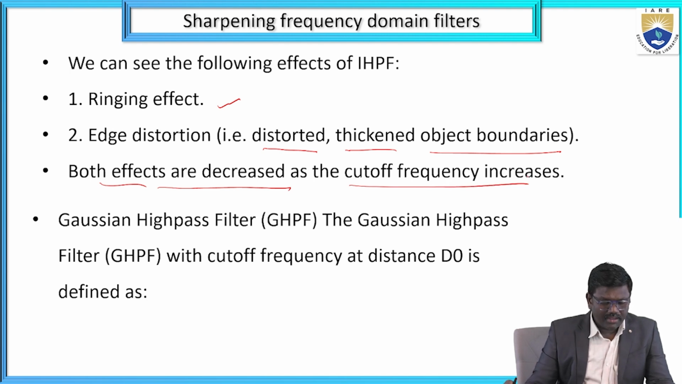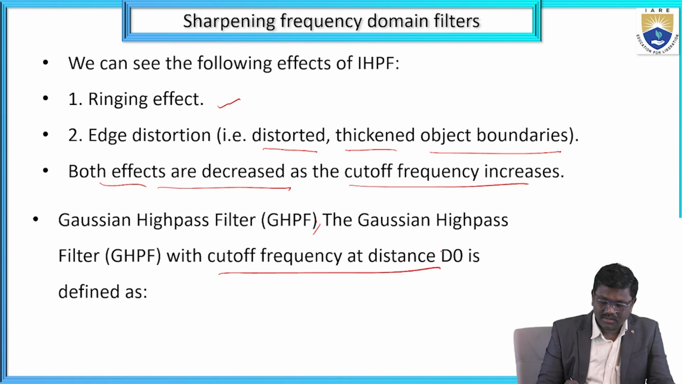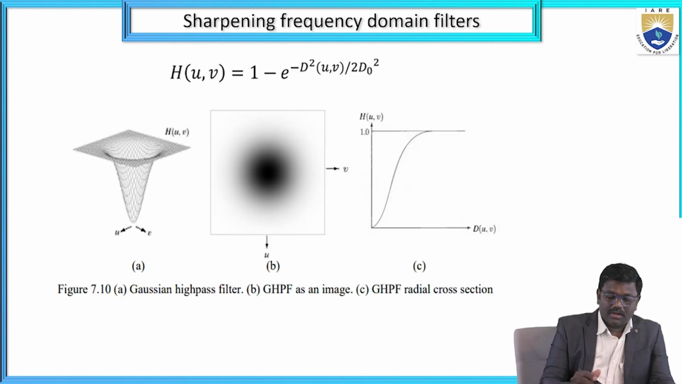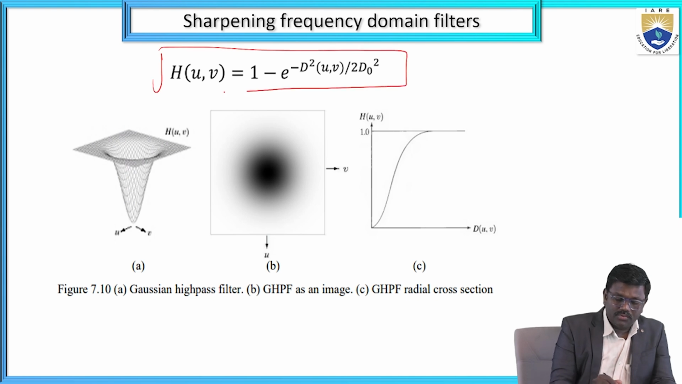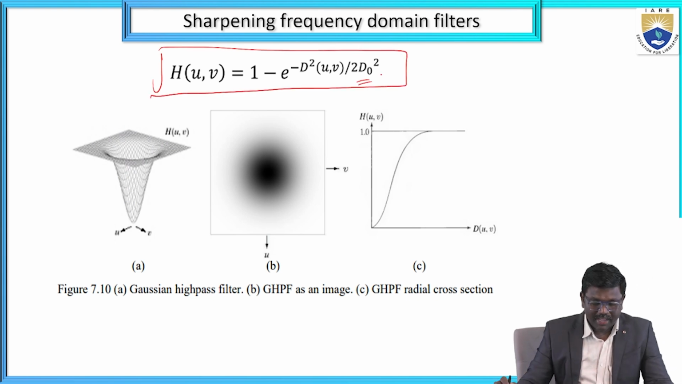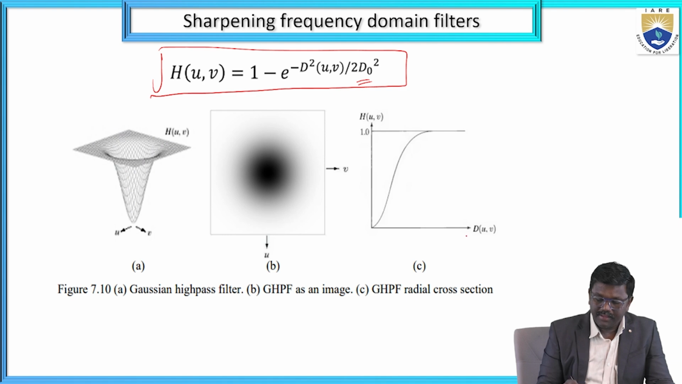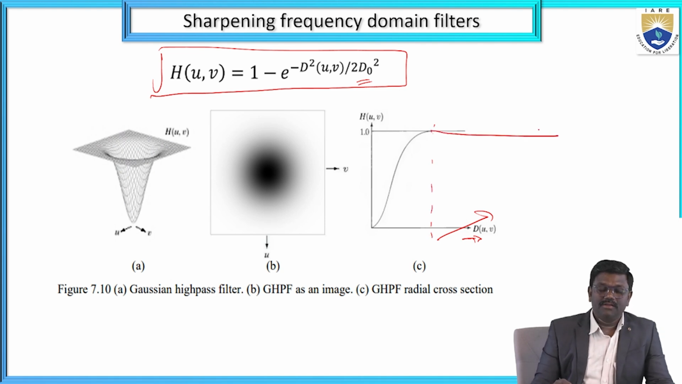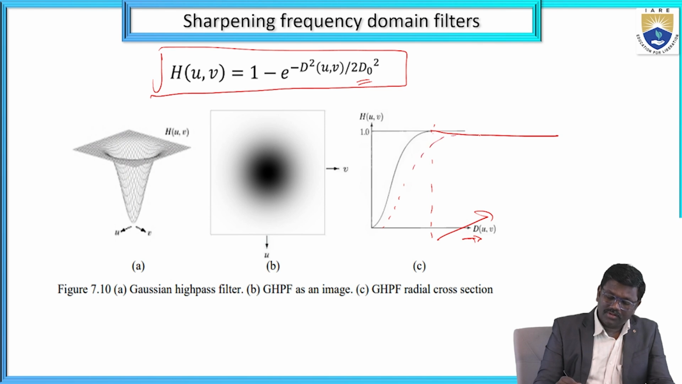The Gaussian high pass filter with cutoff frequency at distance D naught is defined in terms of mathematics, which we use to define this D naught value. I said here this D naught will play a major role, which we are varying in terms of concentrated values. So this will be saturated. If it varies, then it will become your S curve.